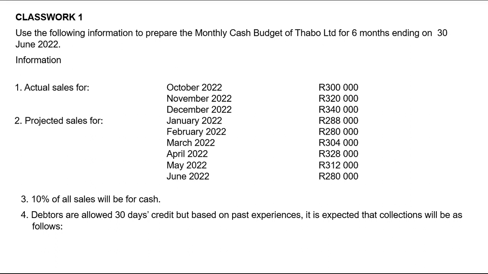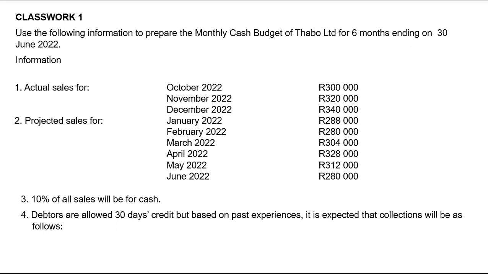So these are total sales. They are not credit sales or cash sales. They just represent 100% of our sales. So these are total sales. Now, in number 3, they're telling us that 10% of all sales will be for cash. There you should be celebrating.